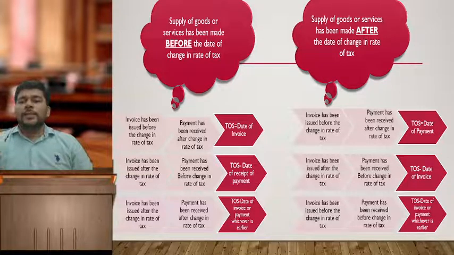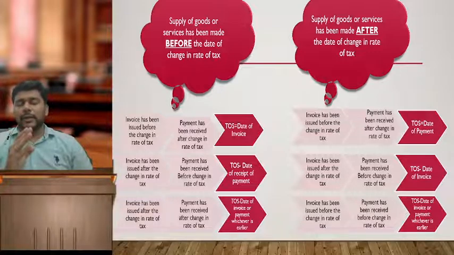If the invoice has been issued before the change in effective rate of tax, that is, before 18th of July the invoice was issued, because invoice can be issued before or at the time of supply, so it is allowed as per the provisions of invoicing also. So if the invoice has been issued before the change in effective rate of tax, the payment has been received after the change in effective rate of tax, then the time of supply for the purpose of this transaction will be considered as the date of payment.